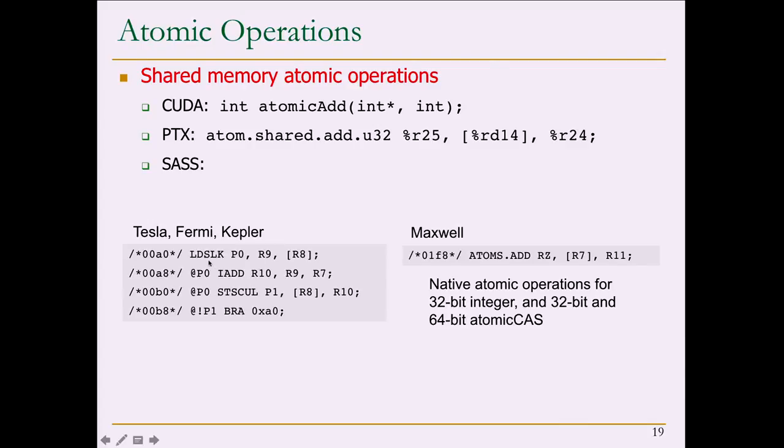The first of the instructions is load from shared memory. So the LD means load, S means shared memory, and LK means lock. So it's a load and lock instruction. The second instruction, in this case, is an addition. The third instruction is store and unlock. And the last instruction is a branch. So as you can see, the first instruction has one register that contains the address that we want to modify.